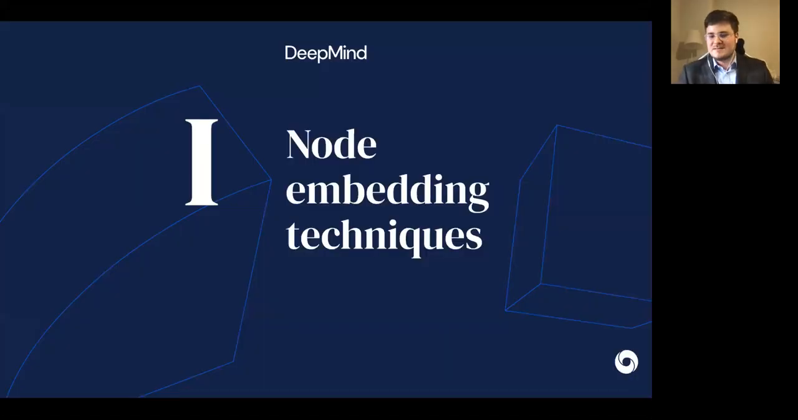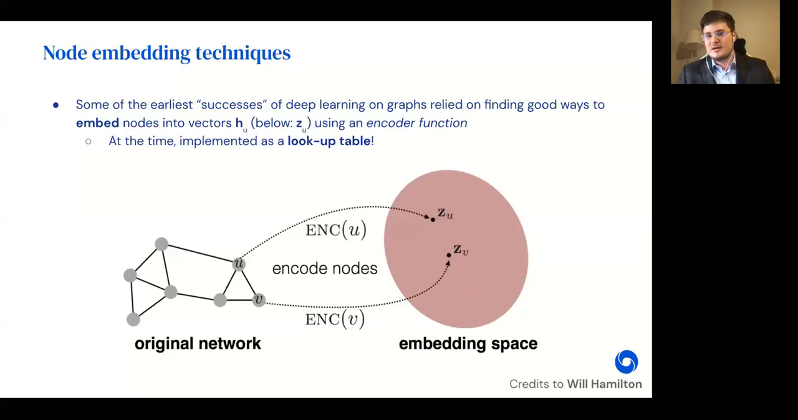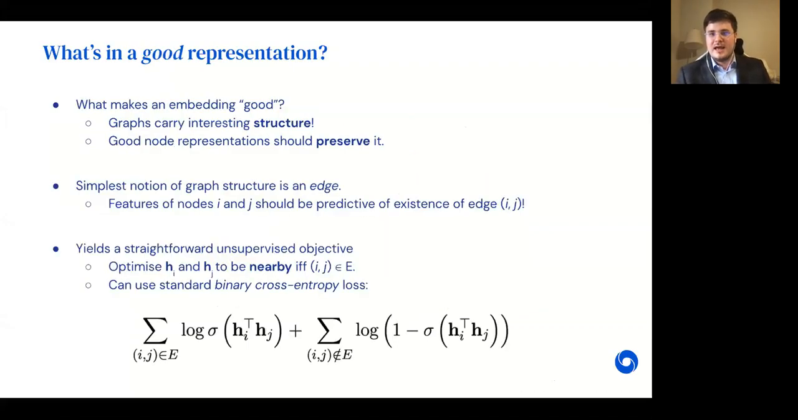So the first one, perhaps the most traditional boom of deep learning on graphs, came through node embedding techniques. And they rely on finding good ways to embed nodes in a graph into vectors. I've taken this figure with great thanks to Will Hamilton, where he used the Z notation for the embeddings. I'll typically use H. And it's using an encoder function, but at the time, all these encoder functions were actually lookup tables. So you were just learning a flat representation of every node without any particular complicated function used to derive it. And now the question is, what makes this H vector good?